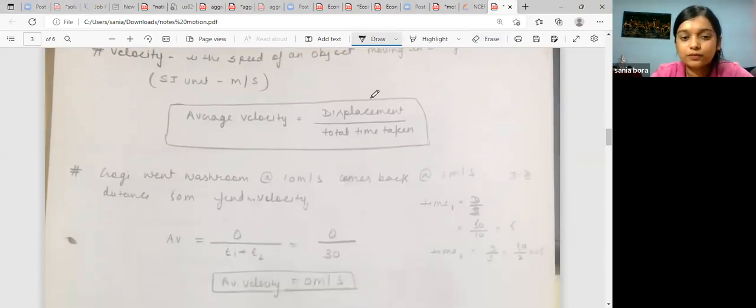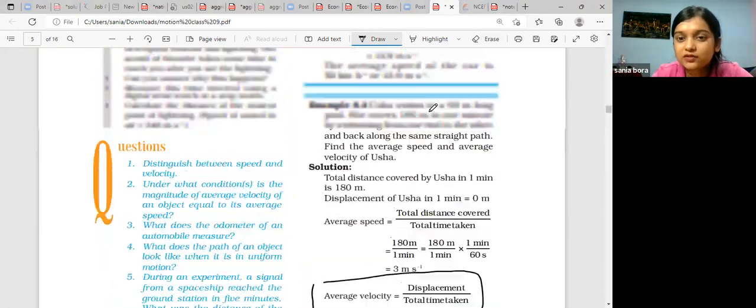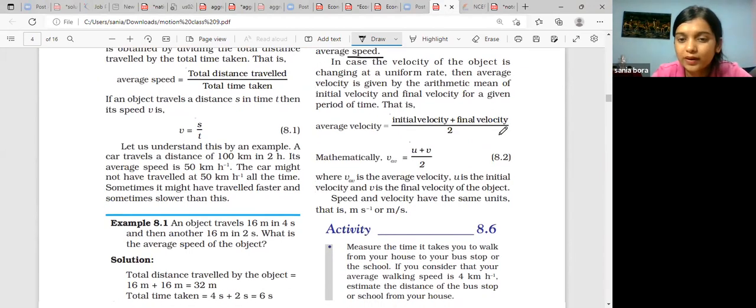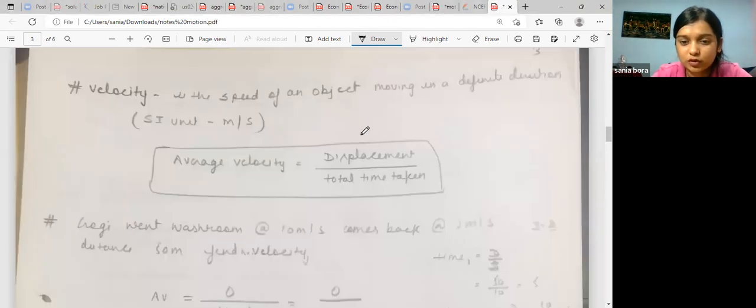Okay. Now see. Wait. You have this formula and this formula as well. So see, initial velocity plus final velocity, which we'll be doing later on, but right now we'll be doing the sum with this formula only. So you have the question over here.